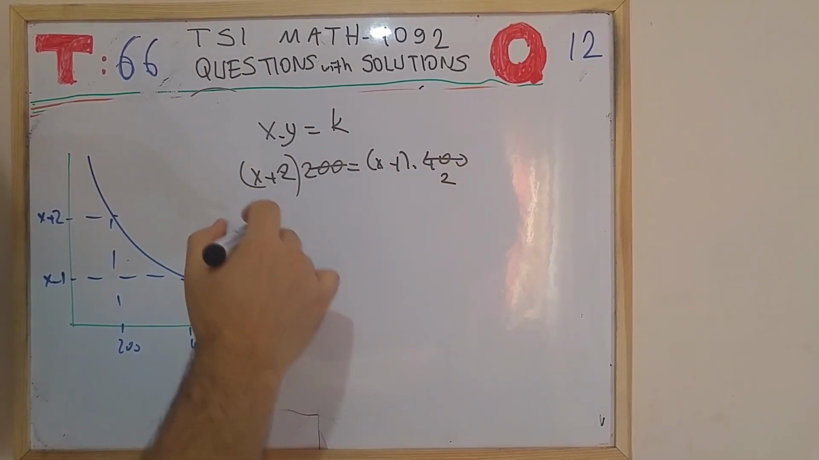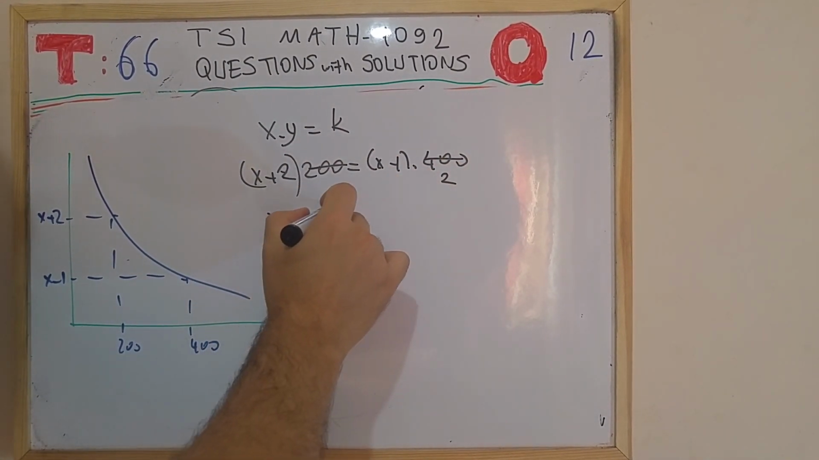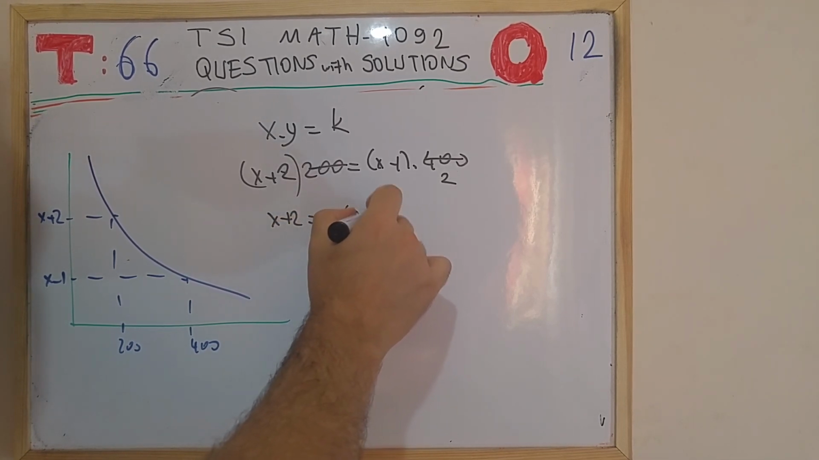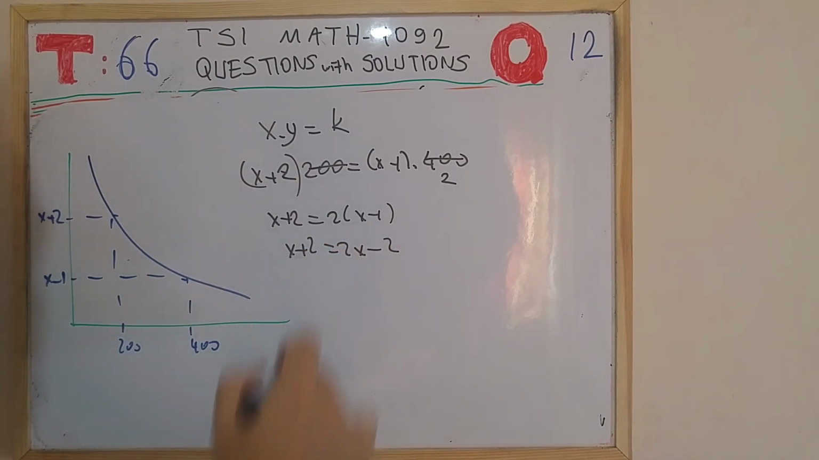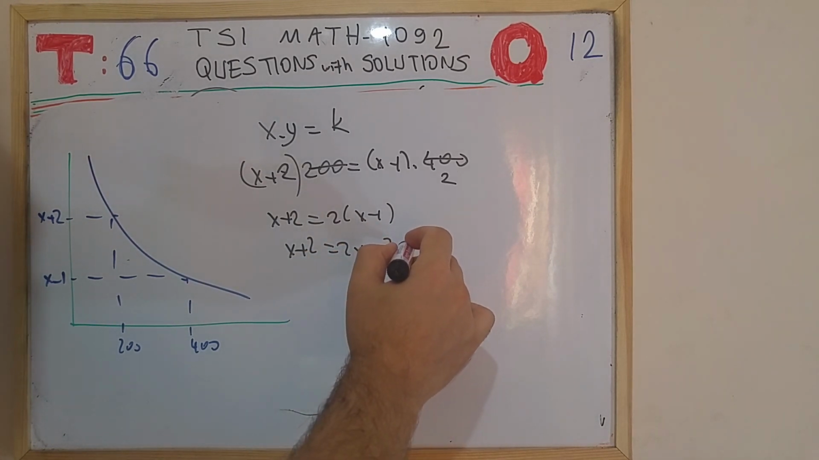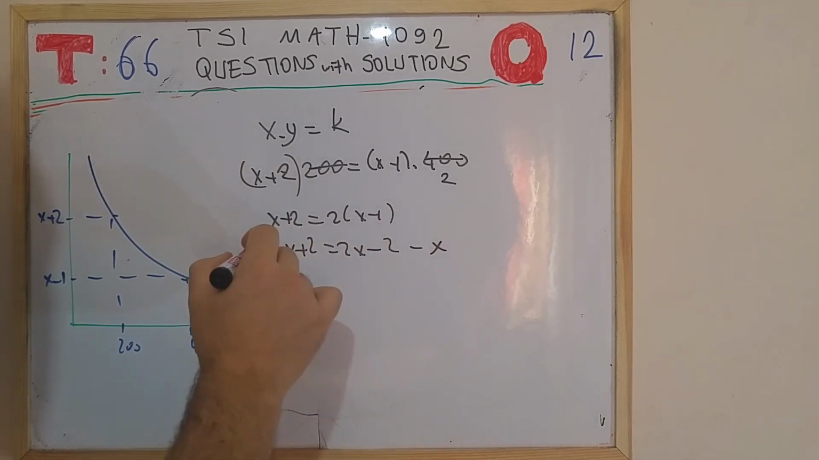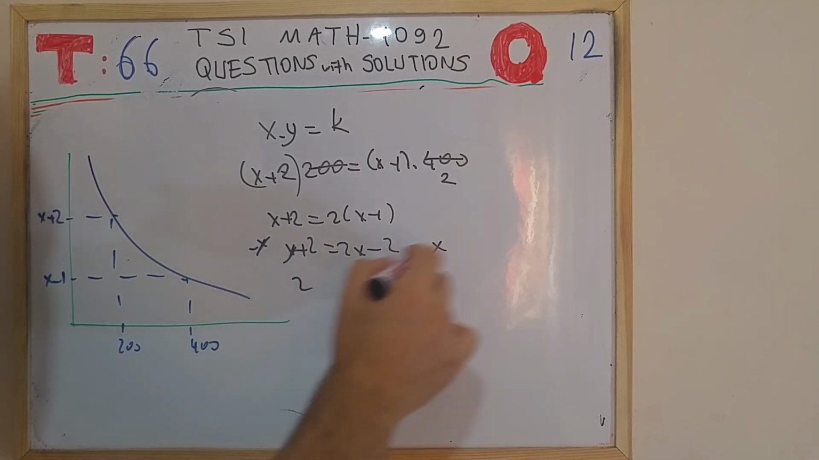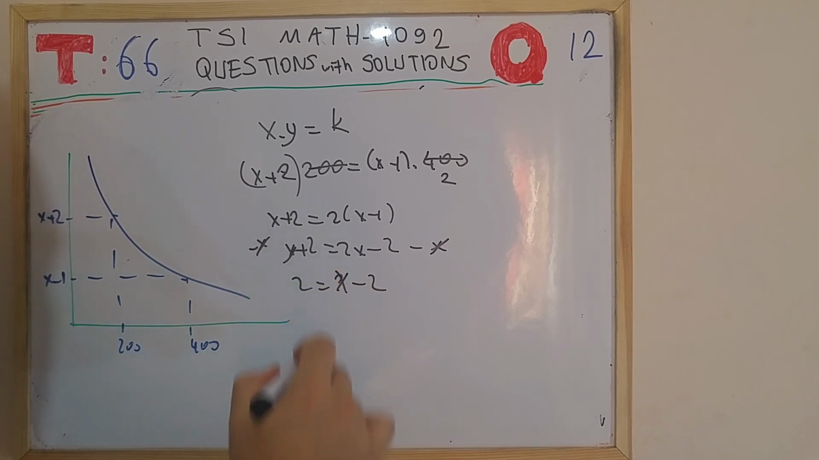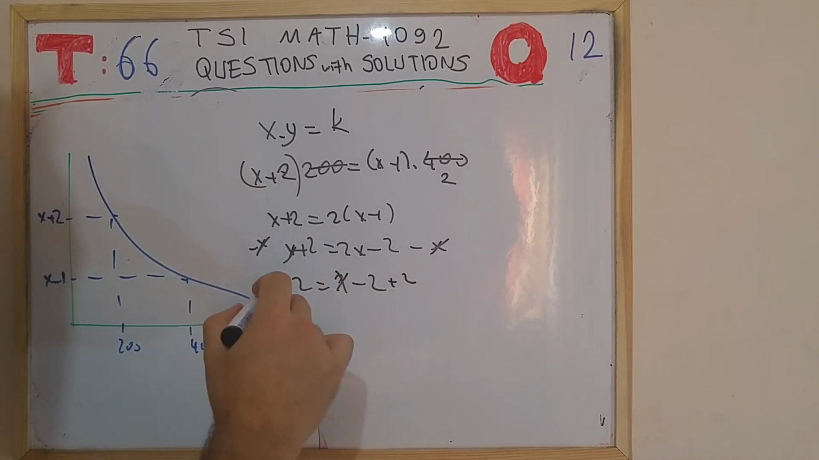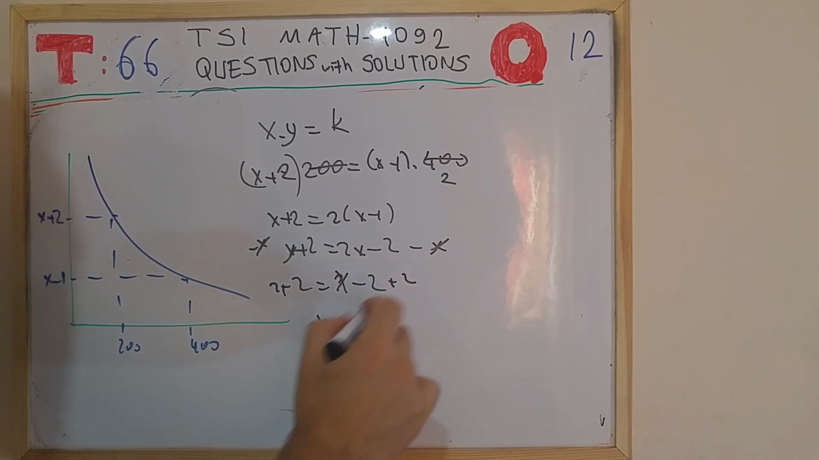This is going to be 2, so x plus 2 is equal to 2 times x minus 1. That is, x plus 2 is equal to 2x minus 2. Now when I subtract x from each side, what I have is 2 is equal to x minus 2. Now let's add 2 to each side so that we can find what x is. X is equal to 2 plus 2. This is equal to 4.